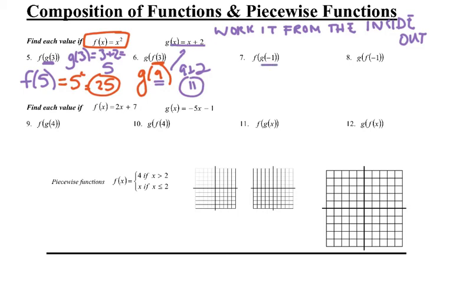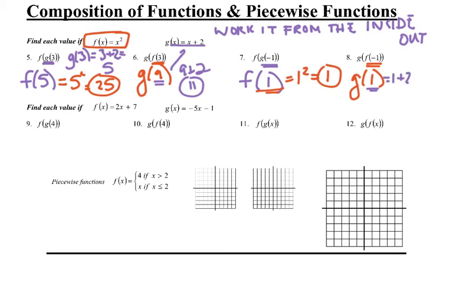Try another one. G of negative 1. What's negative 1 plus 2? Negative 1 plus 2 is 1. F of 1, 1 squared, 1. Now, of course, the functions will change and the rules will change every time. We kind of started with a little bit of an easy one. F of negative 1 is negative 1 times negative 1, which is 1. And then g of 1 is equal to 1 plus 2, or 3. So double evaluating functions is called composition of functions.